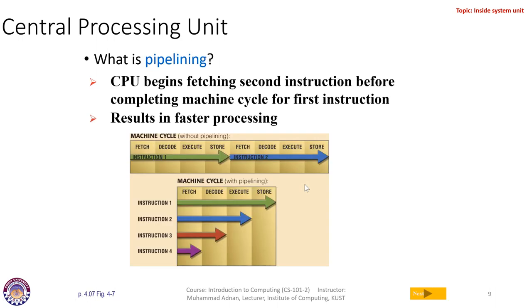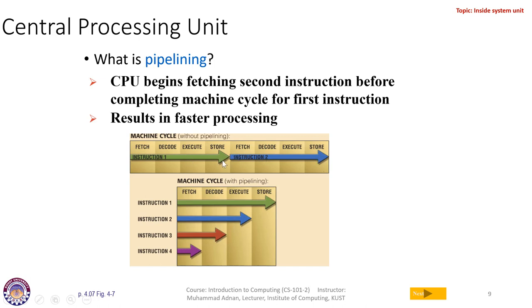Then we have another concept, which is called pipelining. Pipelining is used in order to increase the performance of a computer system. We have two examples. In example one, the computer is without pipelining. Instruction one first fetches the instruction, decodes it, executes it, and then stores it. After the completion of instruction one, instruction two is executed, where fetching is performed, decoding is performed, execution is performed, and then storage is performed.